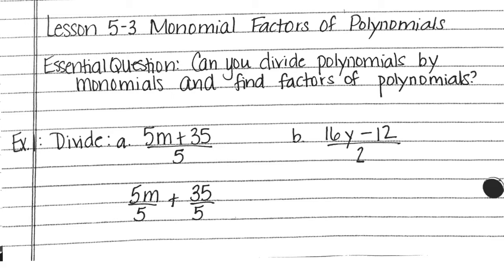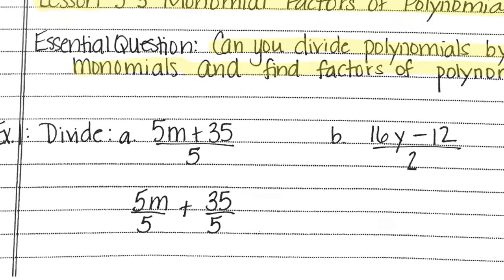All right, Algebra 1, we are on Lesson 5.3. We are dividing monomials into polynomials, monomial factors of polynomials. Can you divide polynomials, many terms, by monomials and find factors of polynomials? So the first thing we have to know is that a monomial has one term. A polynomial can be a monomial, binomial, trinomial, etc., etc.